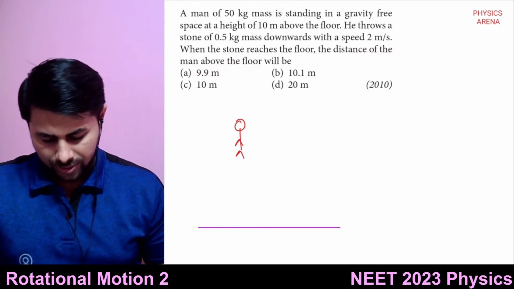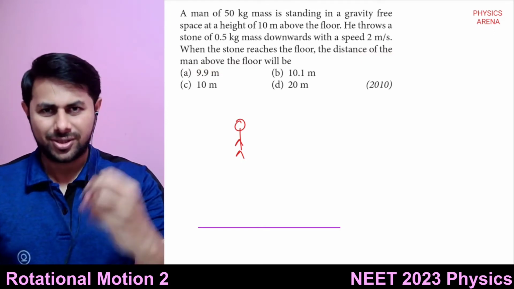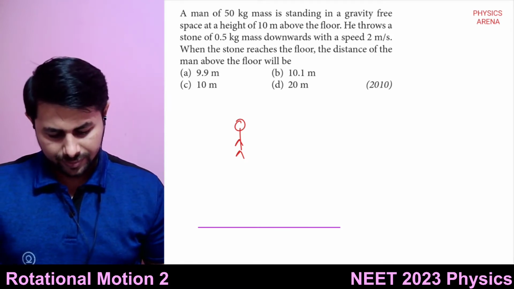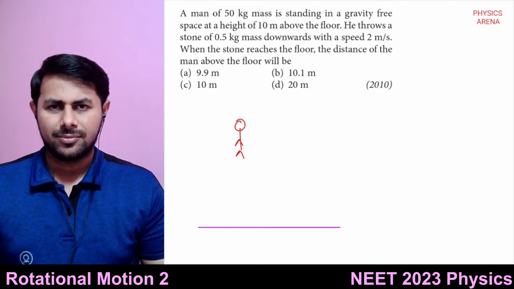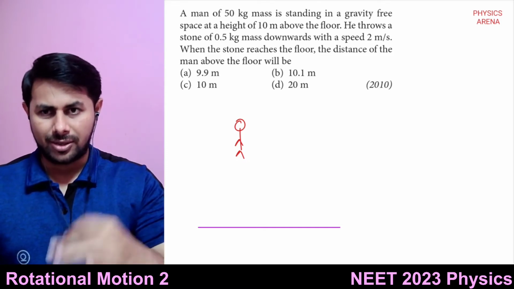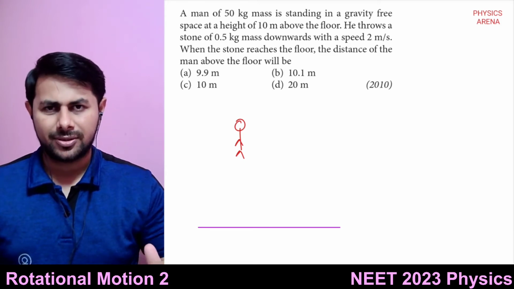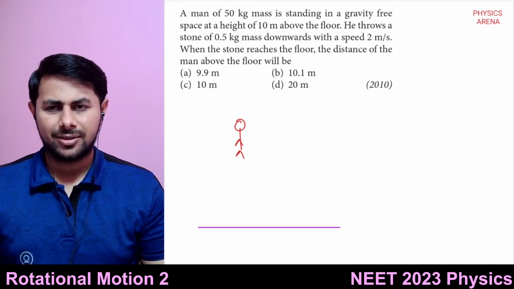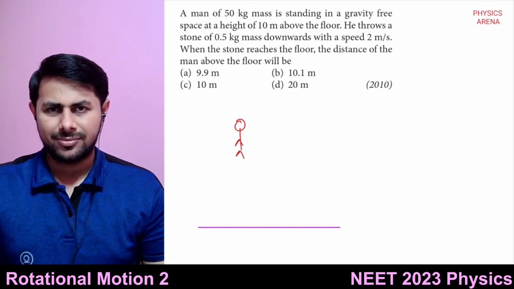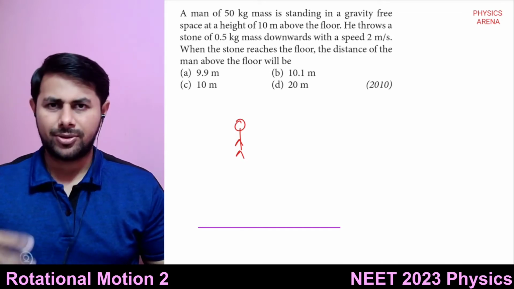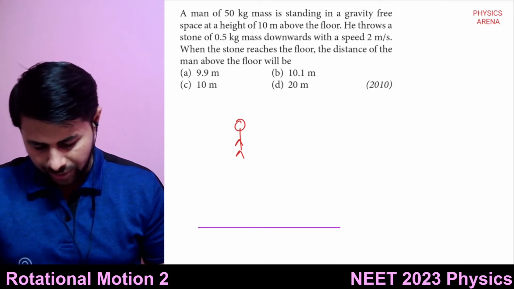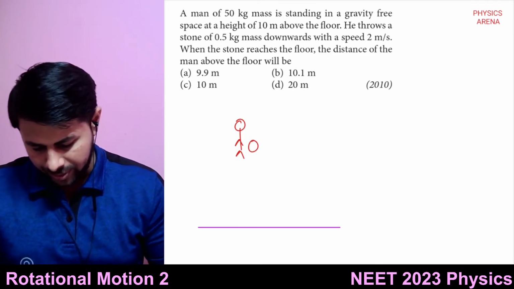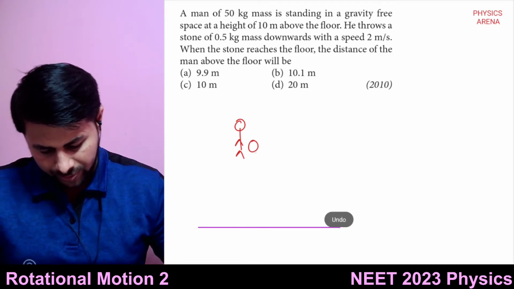This is the question. The man is holding a stone and throws that stone downwards. So what will happen? He can only throw the stone downwards by applying some force, right? So an equal and opposite force will be applied by the stone on the man also. Initially both of them were at rest. So what can you say? How much would be the velocity of the man if the stone moves downwards with a velocity of 2 meters per second?